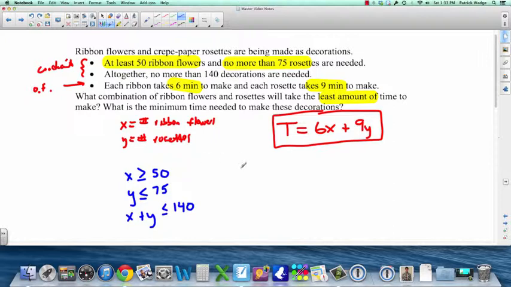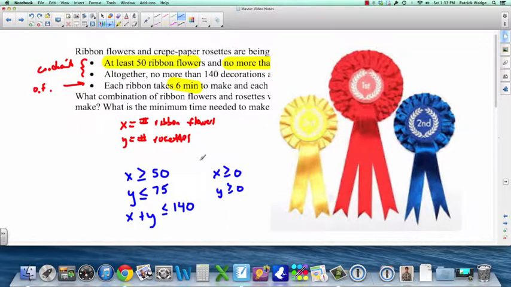Okay, and what are the other two constraints that almost always are there? x has to be greater than or equal to 0, y has to be greater than or equal to 0, because we're talking about ribbon flowers and rosettes, and those can't be negative. I don't even know what a rosette is, but I assume it can't be negative.